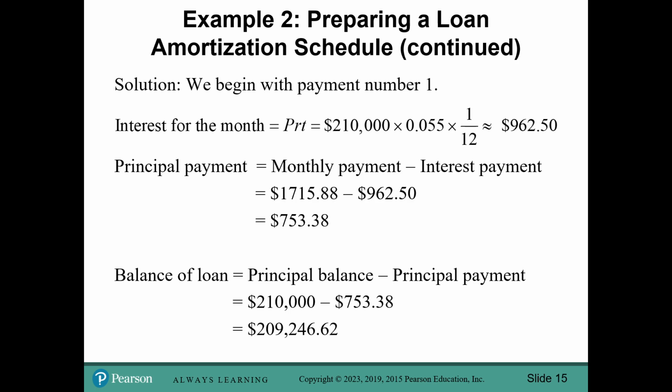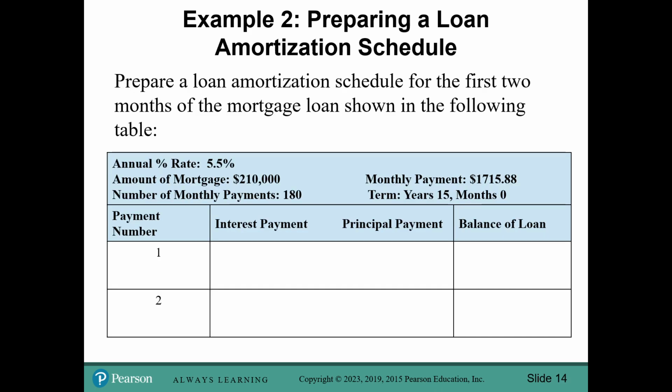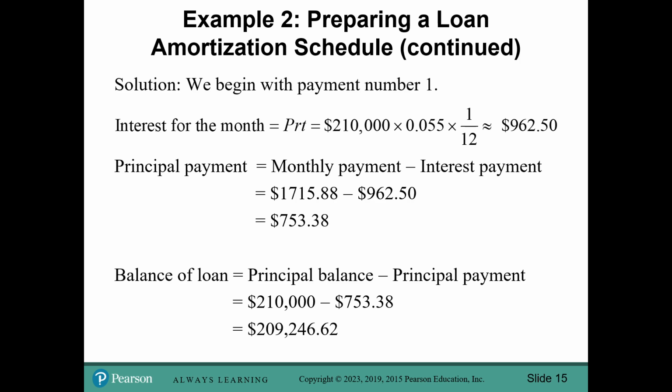Now, the principal payment is going to be your monthly payment minus your interest payment. So that leaves us with $1,715.88. That is our monthly payment. It says it right there in the table. That's one of the pieces of information that's given right here. Now we're going to subtract that interest payment from that monthly payment, and what we see is that our principal payment, the payment that actually goes towards paying the loan down, is $753.38. So the majority of our monthly payment, for our first payment at least, is going towards interest on the home and not actually paying the home off.